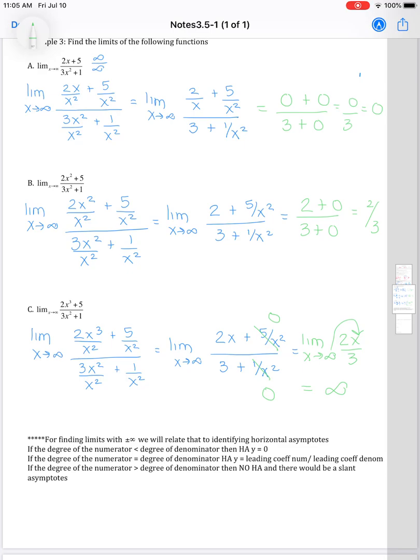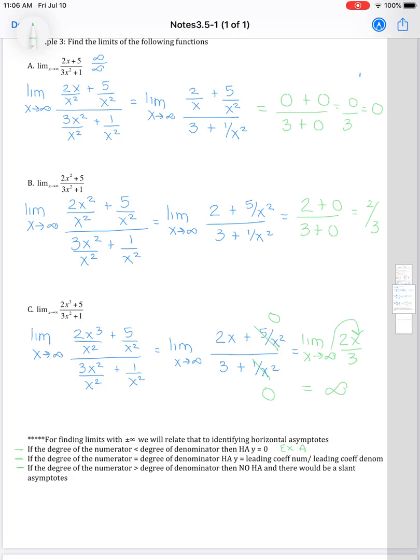Okay? In Algebra 2, I believe, definitely Algebra 2, but possibly pre-calc, you went over ways of determining horizontal asymptotes. So there were 3 rules for that. Here's your 3 rules right here. So if the degree of the numerator is less than the degree of the denominator, your horizontal asymptote is equal to 0. So if we look at example A above, the degree of the numerator is 1, the degree of the denominator is 2. Well, that means that the numerator is less than the denominator, and we got a limit that was equal to 0, and the horizontal asymptote should be 0.